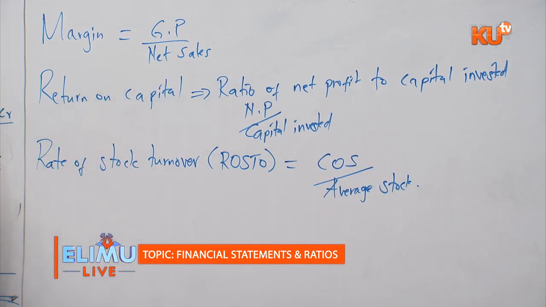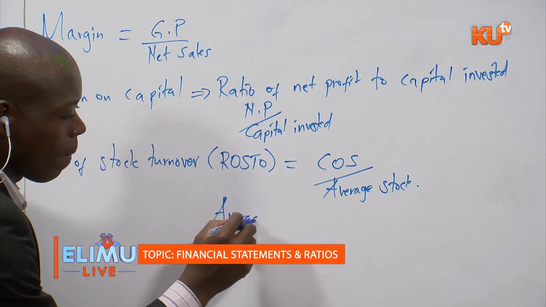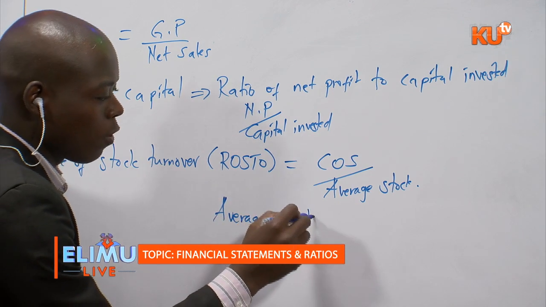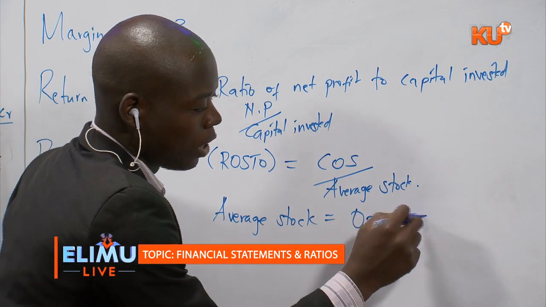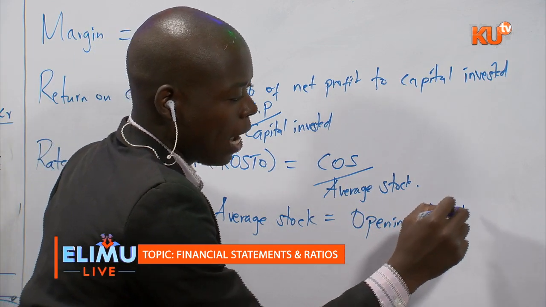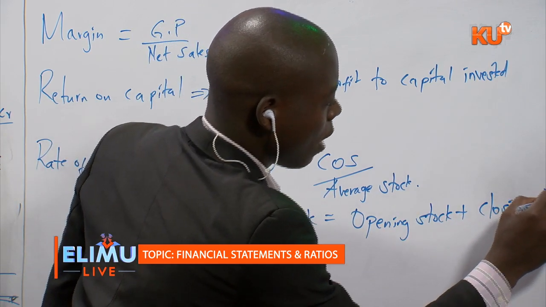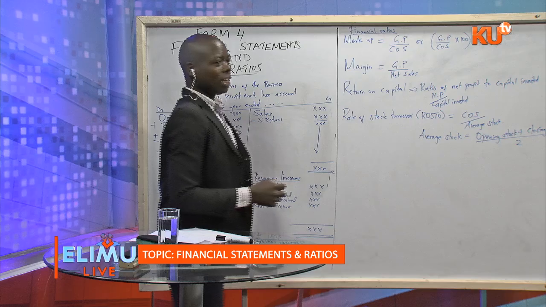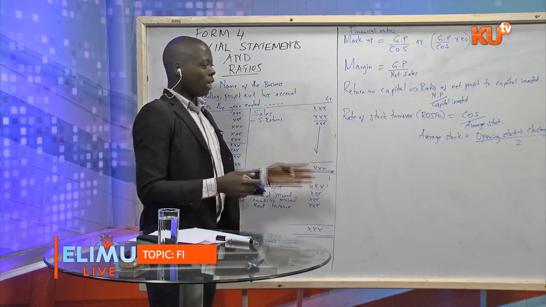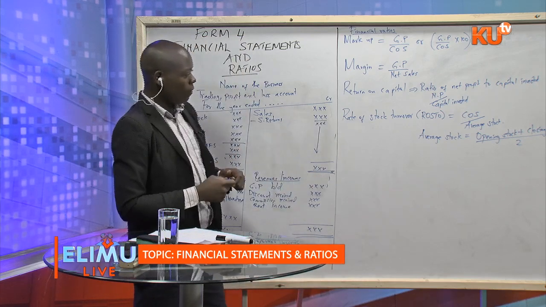And in this case, average stock is determined by opening stock. We add the closing stock, and then we divide it by 2. That is how we get average stock: opening stock plus closing stock, and then we divide by 2.